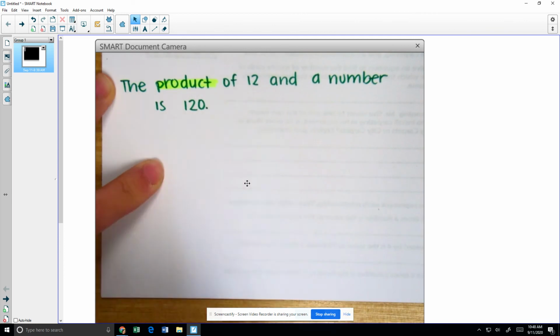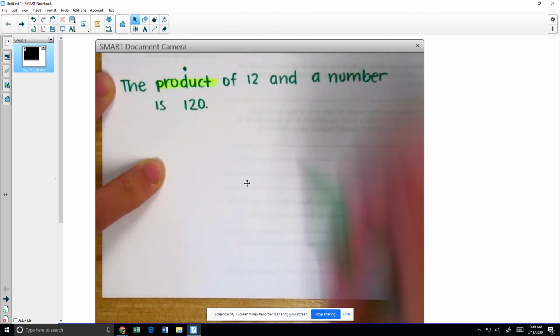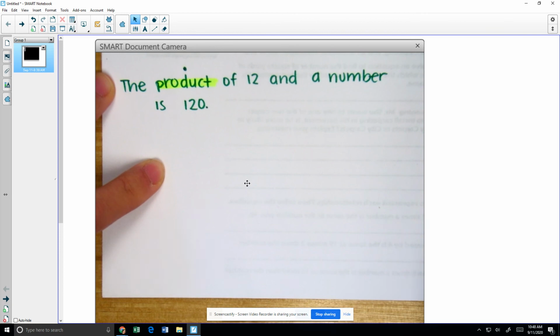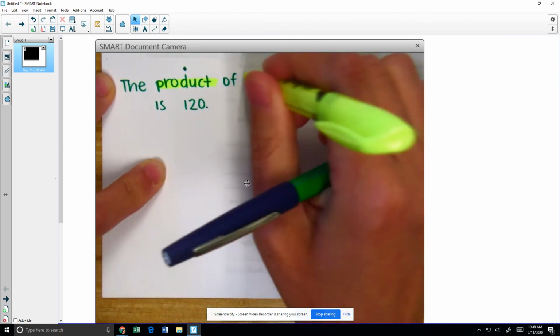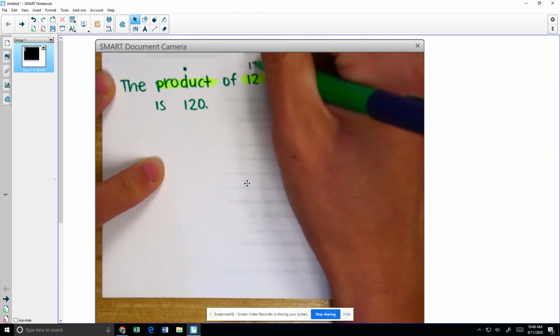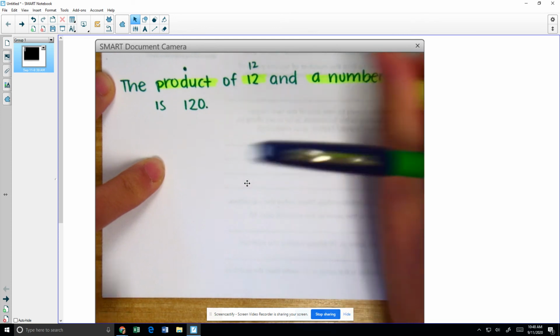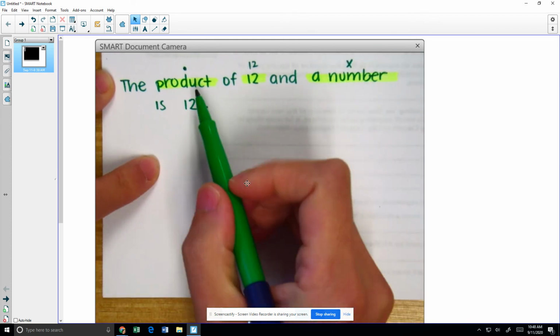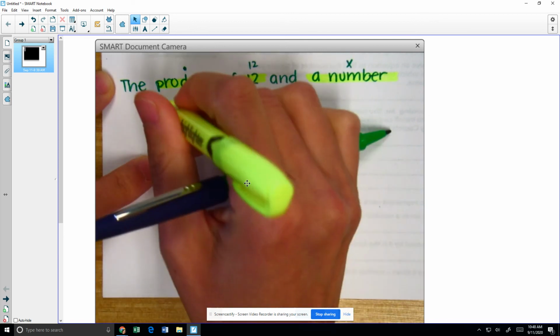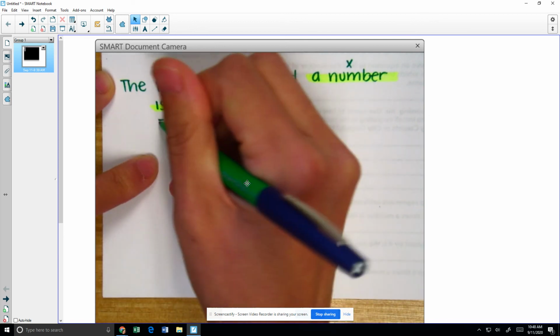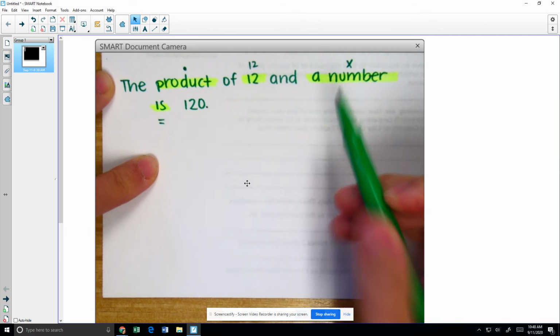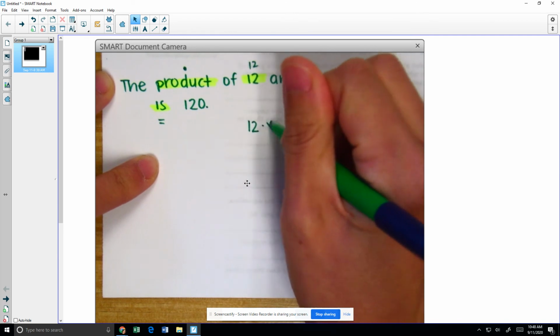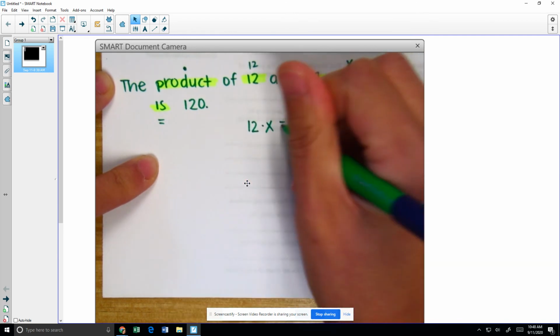Okay. Product means times, right? I'm going to draw a dot, not an X, because I don't want to write an X because you might get confused. 12 is the same thing as saying 12. A number is the same thing as saying just X. That's why I didn't want to write an X here. And then "is," remember, is just equals. So when I multiply 12 and X, just write it in that order, 12 times X, it's going to equal 120.